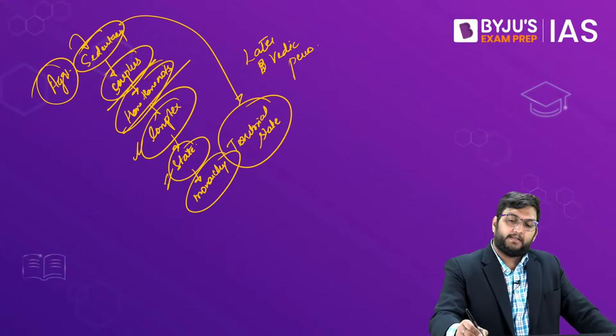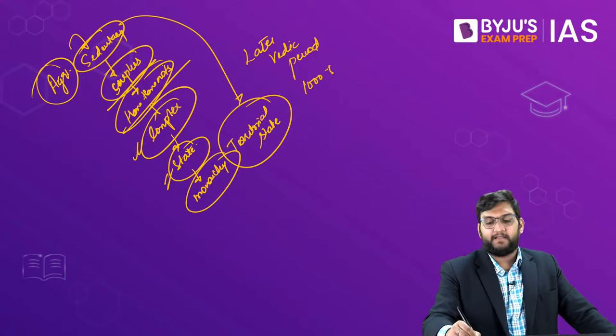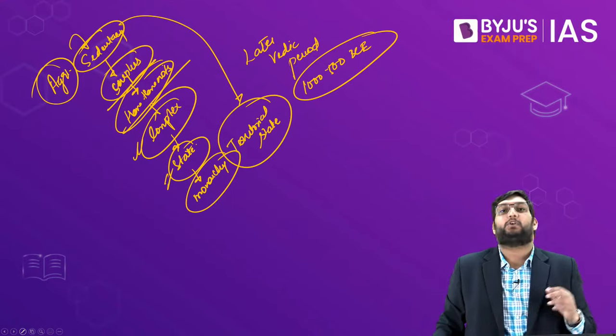Later Vedic period. This is what is technically going to happen in the later Vedic period, between 1000 to 500, which will technically lead to the formation of the Mahajanapadas. This is the process which happens.